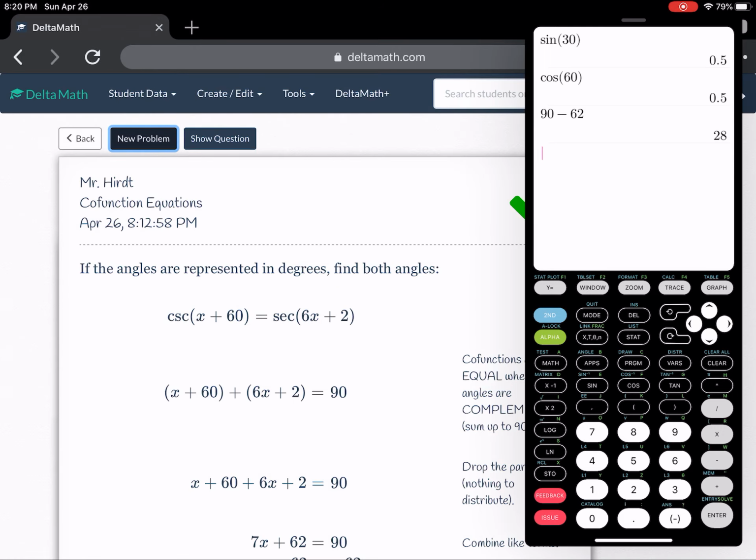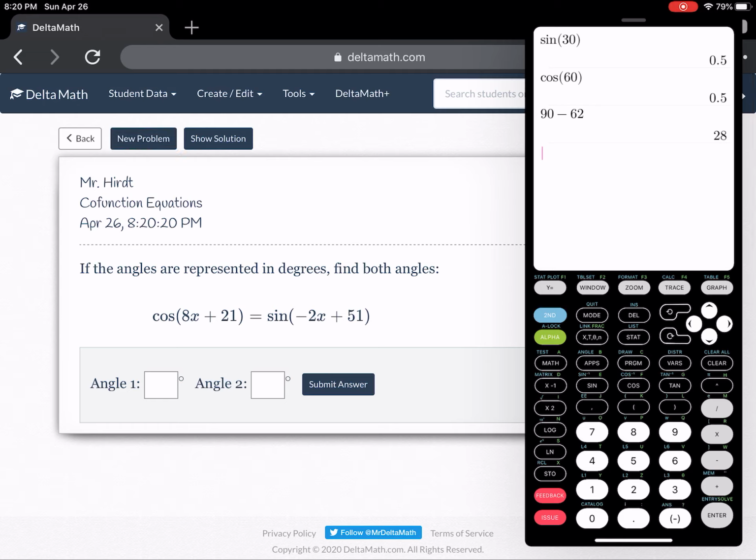And every question is going to be just like this. Sine and cosine, you would set 8x plus 21 plus negative 2x plus 51 equal to 90. Solve for x, and then just plug back into 8x plus 21 and negative 2x plus 51, and you'll be able to find angle 1 and angle 2. It's that simple, ladies and gentlemen. So I hope you like this video on cofunctions. There are 10 questions that I'm asking you to do on the DeltaMath assignment for this. It should go rather quick for you.